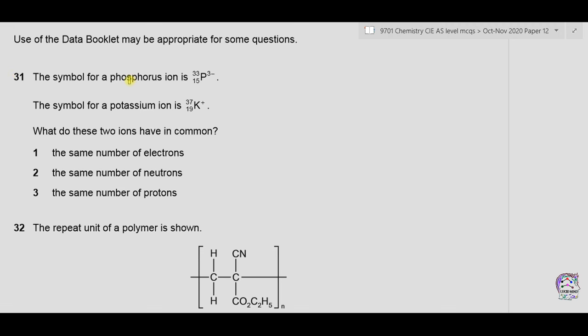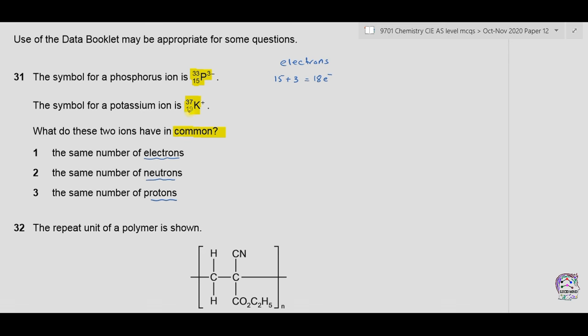Question 31. The symbol for phosphorus ion is P -3, 33, 15. The symbol of potassium ion is also given. What do these two ions have in common? Number 1, the same number of electrons, then we have neutrons, then protons. Let's find electrons. In phosphorus, we have 15 electrons already present and the negative charge is 3. So 3 electrons are added, so total number of electrons will be 18.